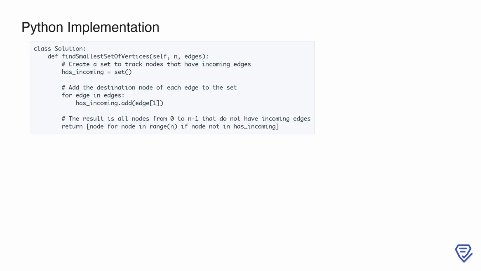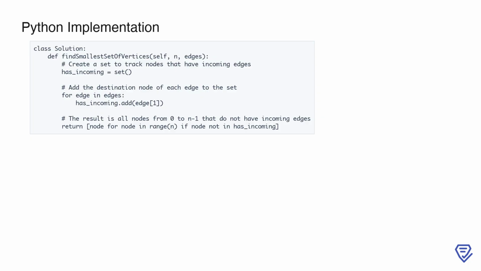The solution begins by initializing an empty set, has_incoming, to track nodes that have incoming edges. Then, it iterates through each edge in the input edges list and adds the destination node, edge[1], to the has_incoming set. This step identifies all nodes with at least one incoming edge. Finally, the solution constructs the result as a list of all nodes from 0 to n-1 that are not in the has_incoming set. These nodes are guaranteed to have no incoming edges and must be included in the result.